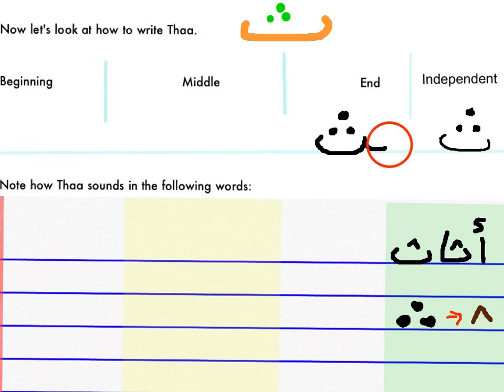Remember that this little tail here connects tha to the letter preceding it. A good example is the word thalith, which means the third. Tha can also be written independently at the end of the word. A good example is the word thalath, which means 3.